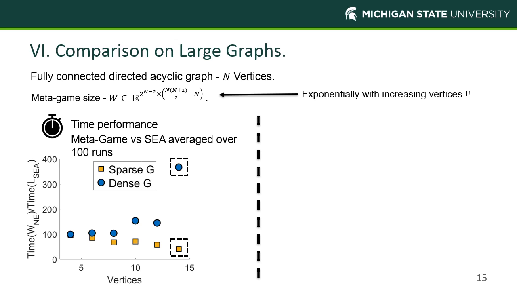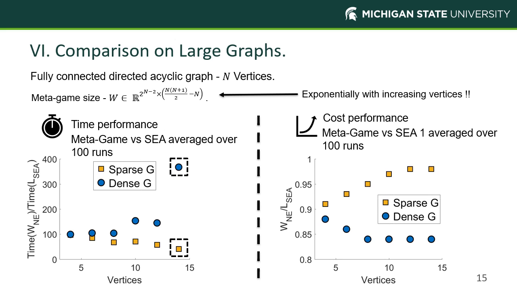Next, we see the cost performance of the metagame and SEA. Here we see that with increasing sparsity, the solution of the SEA reaches closer to the metagame, and for a dense or fully connected graph, it saturates. So one might want to believe that the solution of the metagame is comparable to SEA. However, these statistics don't convey the full story, as we will see next.